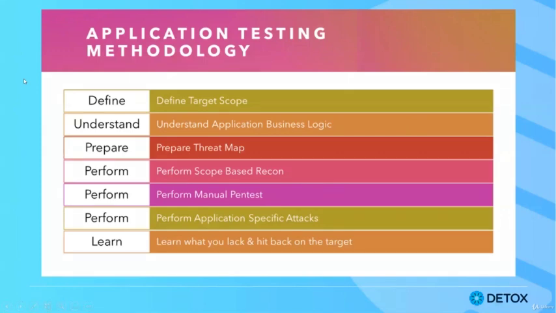The first thing is the application testing methodology. The first thing is to define your target scope. When you are doing pen testing or bug bounty, you should be sure that you are staying inside the given scope. So for defining the target scope, always read the outlines provided by your client or the bug bounty program. Once you know what your target scope is, start understanding the application's business logic.